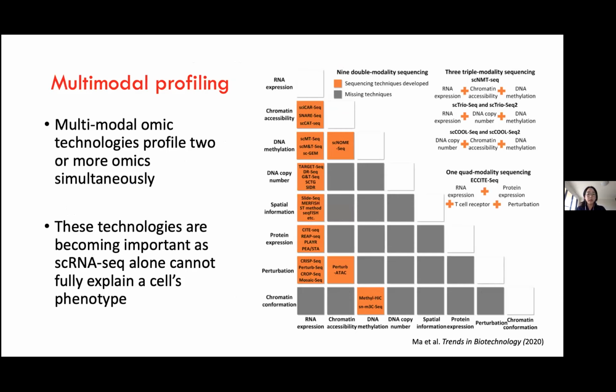And multimodal technologies in the strict sense profile 2 or more omics simultaneously at a single cell resolution. Many technologies have been developed for this, as you can see on the screen. And most of these are really at an early stage of development. And some technologies have profiled even 3 to 4 modalities at once, which is quite impressive. And our focus today will be CITE-seq.